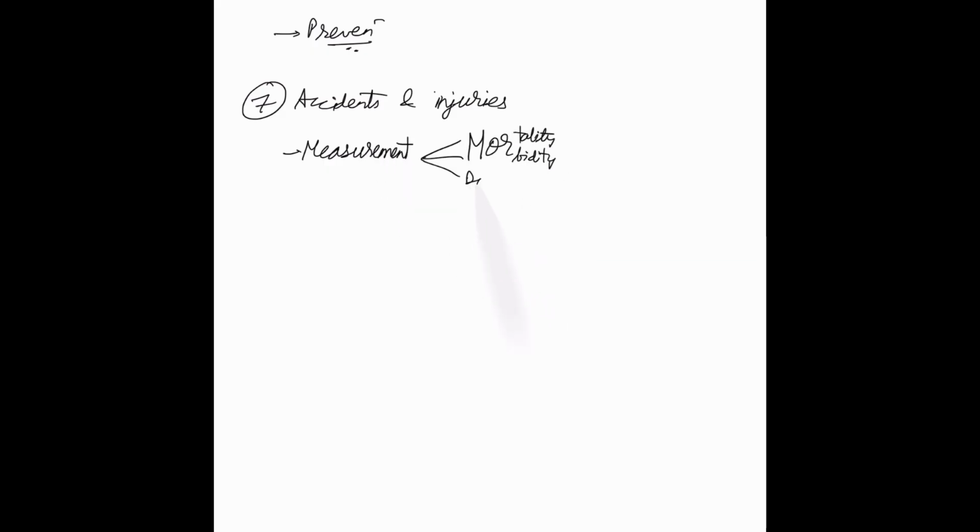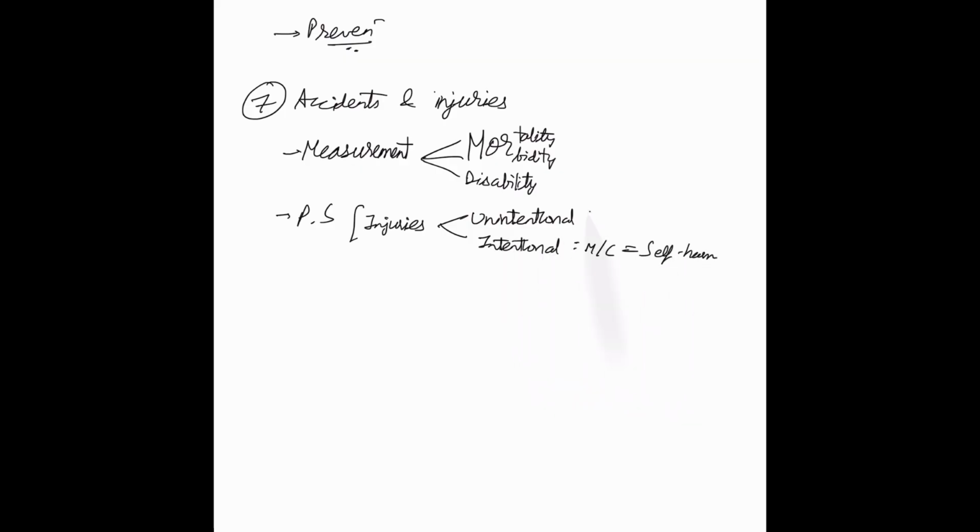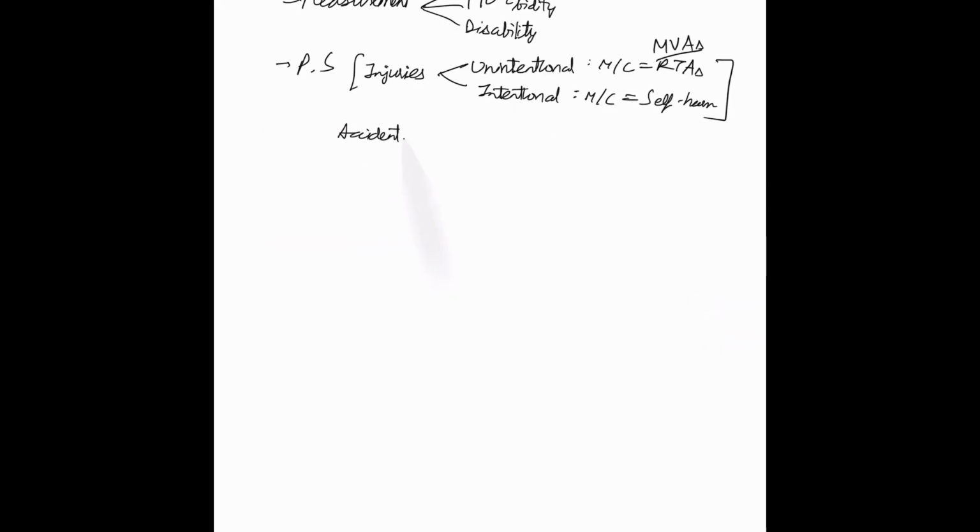Next, we have accidents and injuries, in which we have measurement of the impact of the disease based on mortality, morbidity, and disability. Problem statement showing that injuries can be unintentional or intentional. Most common unintentional ones are motor vehicle accidents or road traffic accidents, and intentionally most common is self-harm. So the causes of accidental deaths can be unnatural or natural calamities. Under unnatural, RTAs are the most common.